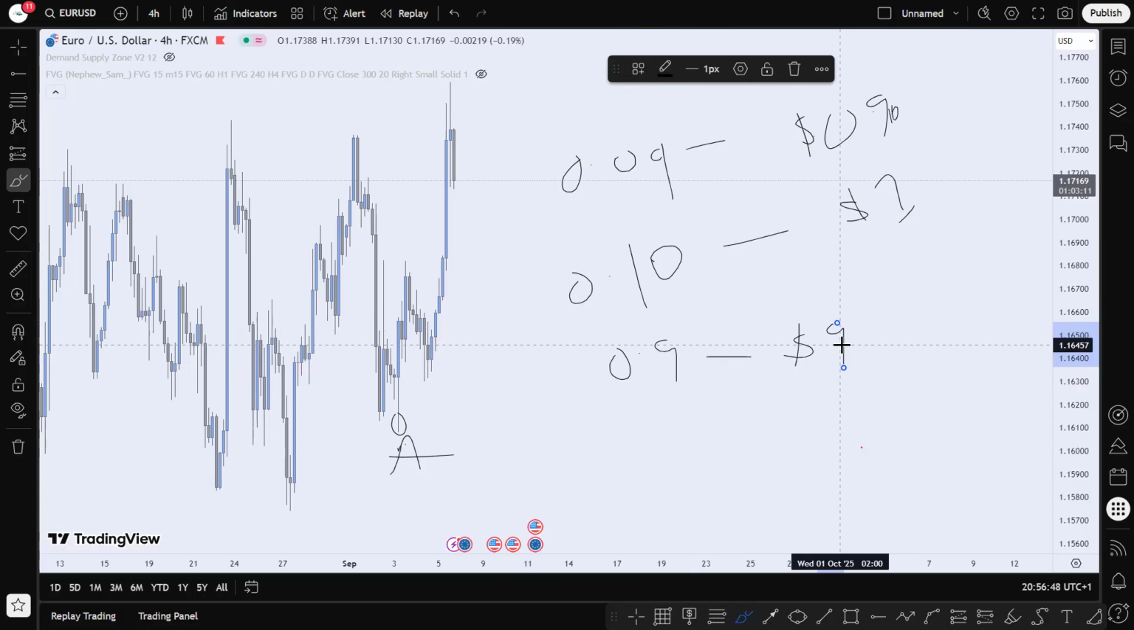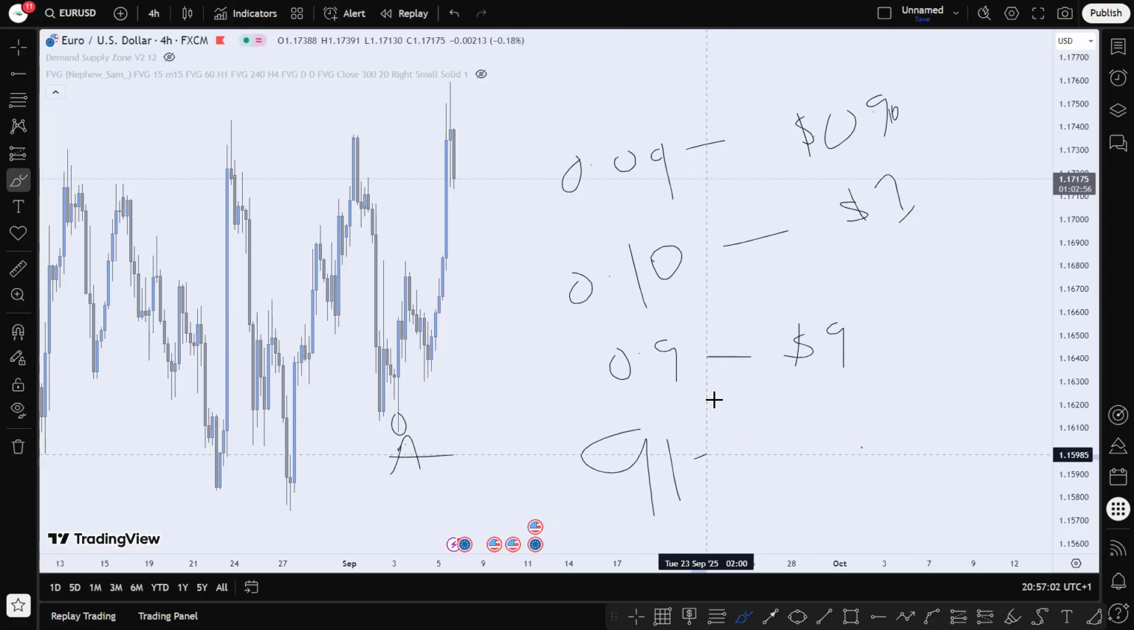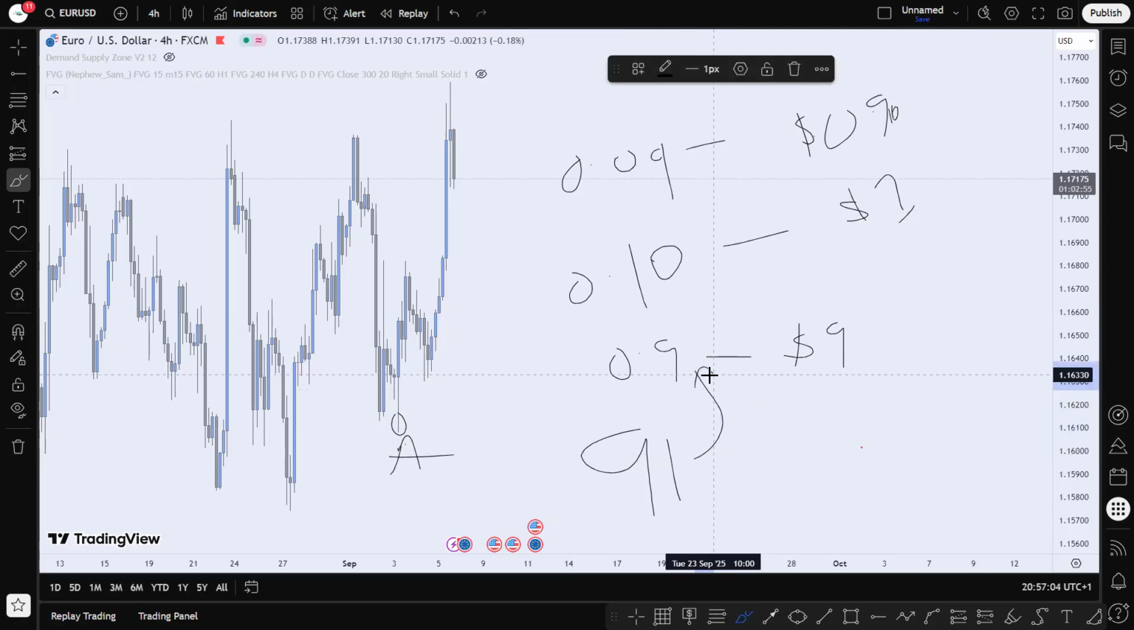Every one pip the market moves, you make or lose $9. So now we made 91 pips in that EURUSD trade that we calculated. How much would this 91 pips be if we had used a 0.9 lot size here? What would be the value of this 91 pips? Did you get the question now?